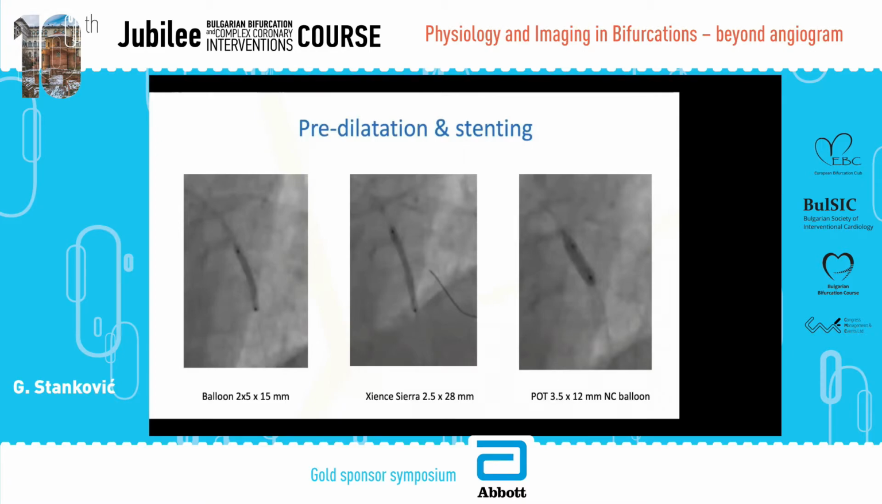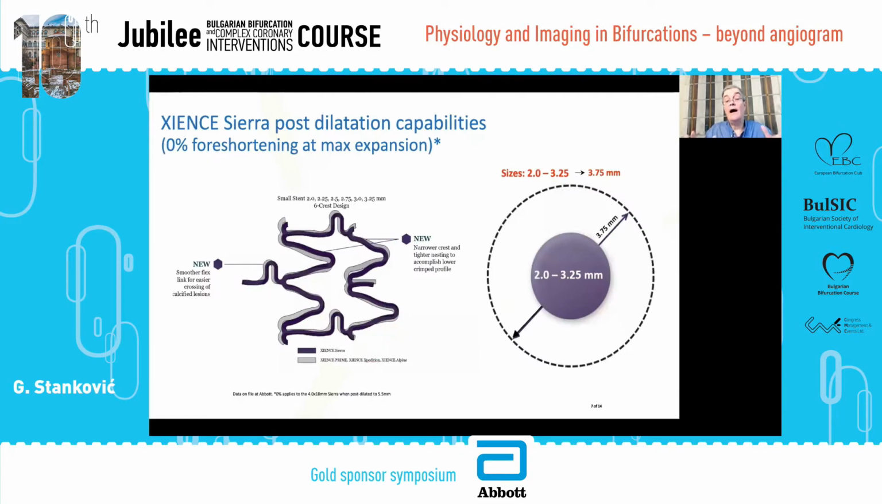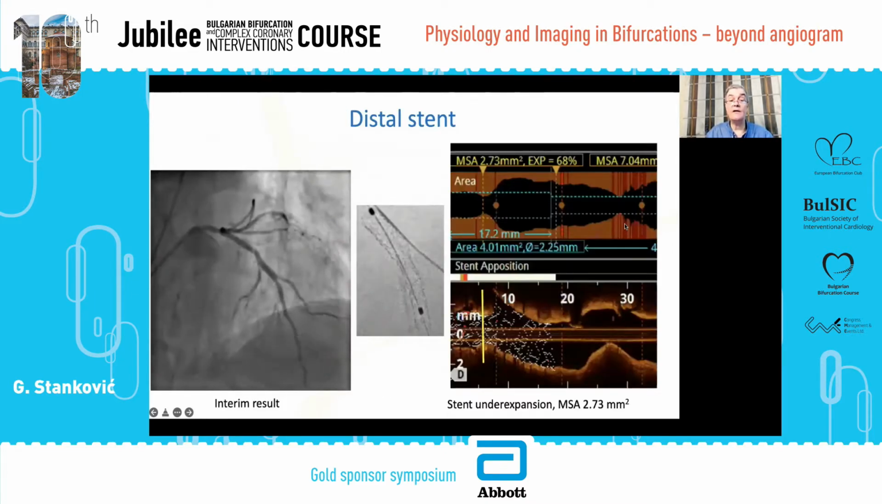We start treatment from distal to proximal. Predilatation, stenting distally, Xience Sierra 2.5 by 28, POT 3.5 safely based on OCT. We can expand 2.5 to 3.5. I think a very important message for all of you: expansion capacity. If you use Xience Sierra, sizes from 2 millimeters to 3.25 have the same device platform, and you can safely expand 2.0 to 2.5 up to 3.75, preserving the structure.